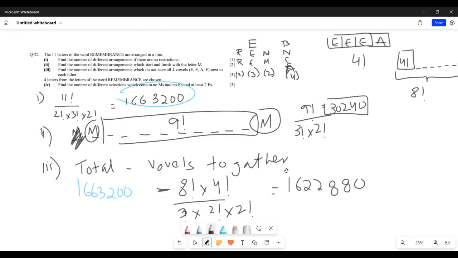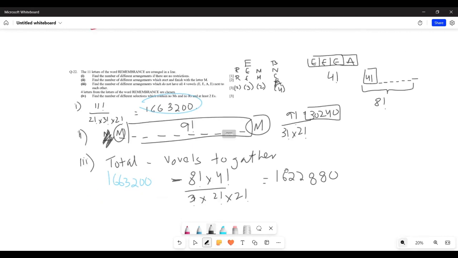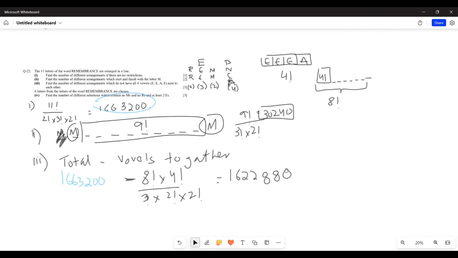Okay, part 4. Part 4 is find the number of different selections which contain no M's, no R's, and at least 2 E's. Okay, so 4 letters from the word remembrance are chosen. So now this becomes a question on combination. So you have to consider the case that there's no M, no R, but at least 2 E's.